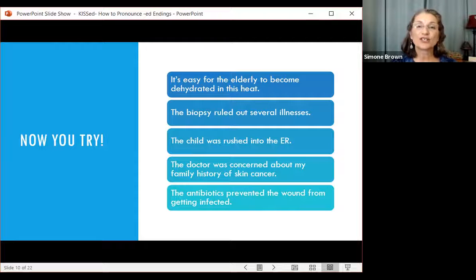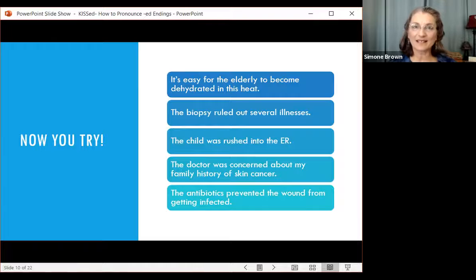Okay, the next one, rushed. So shh, shh, unvoiced. So that means the ED sounds like a T sound. The child was rushed into the ER. Do it with me. The child was rushed into the ER.